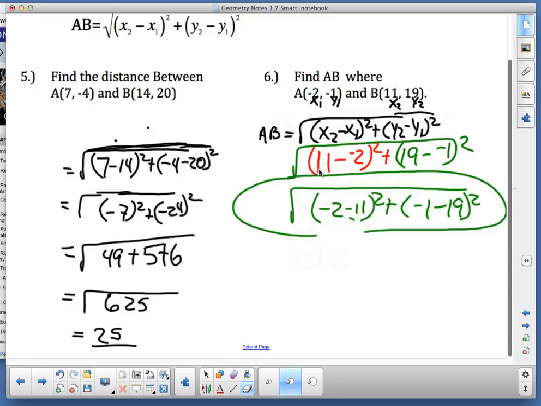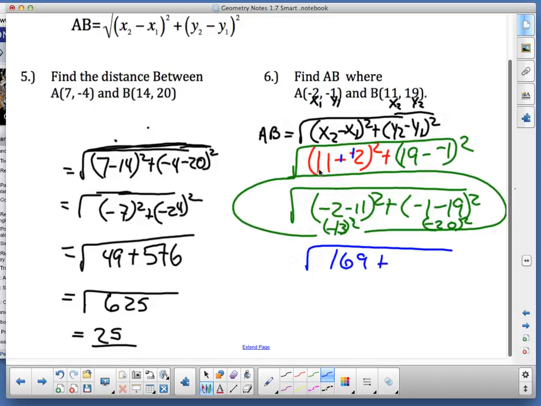Okay, maybe perhaps we'll make it neater. This is negative 13 squared. Well, that's 169. This is negative 20 squared, which is 400. Well, what's 11 minus the negative 2? Well, that's 13 squared. Still 169. And 19 minus a negative 1, which is plus 1, is 20 squared, which is 400. So both of them are still coming up with the square root of 576. Excuse me, I don't know where 576 came from. 569 is better if we actually do this right. And that's going to be 23.85, was it?